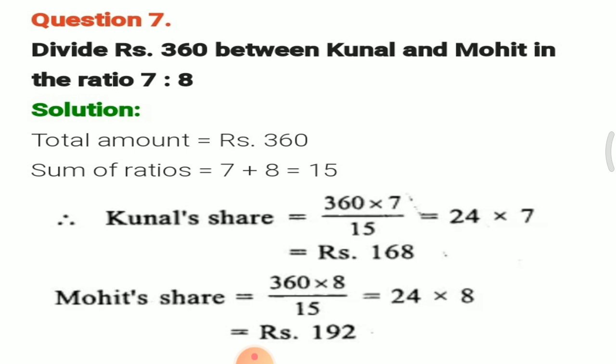And what is the share of Mohit? So Mohit's share is 8 by 15 multiplied by 360. 360 divided by 15 is 24. So 24 multiplied by 8 means 192 rupees. Okay guys.